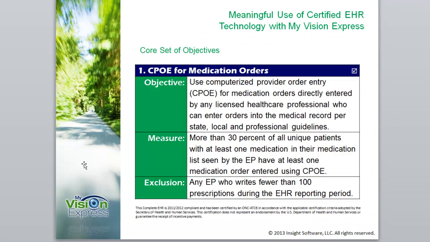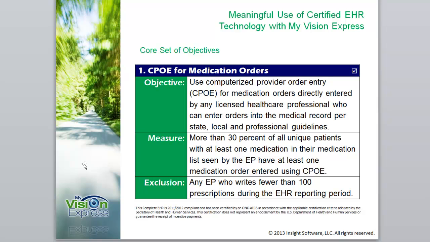So now we're going to get started with our 15 core. Well, I'll say 15, but actually there's now only 14. So the first one is CPOE for medication orders. I'm going to go back and forth between the slides and My Vision Express just so you can see exactly what I'm doing inside of My Vision Express.